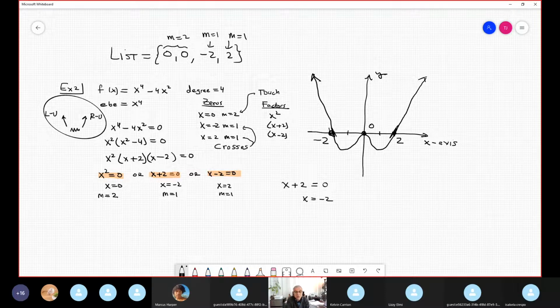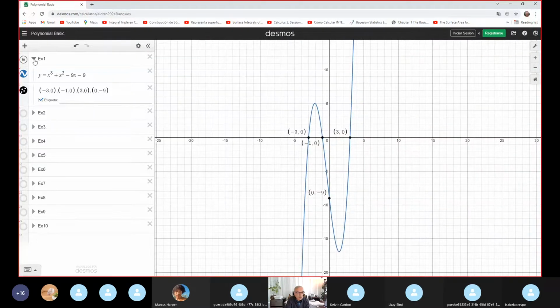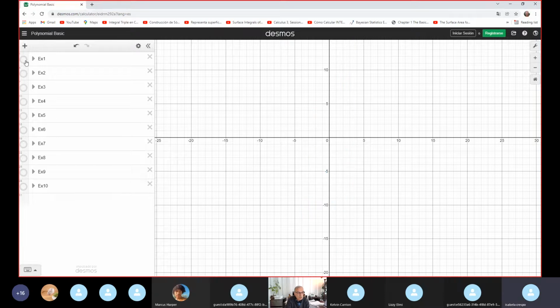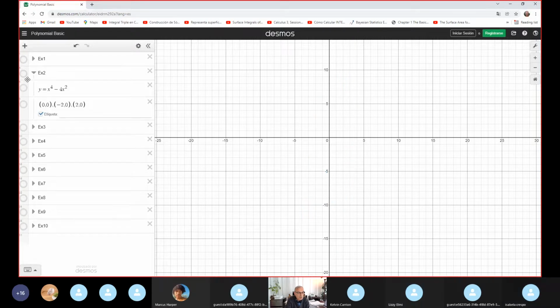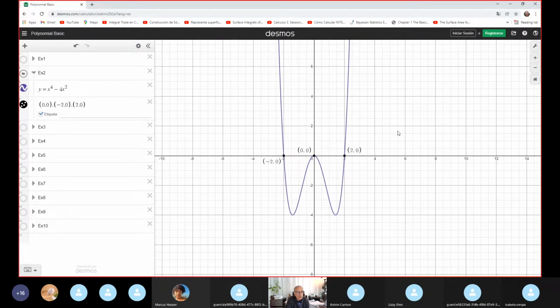Okay. Do you see decimals now or no? Do you see decimals now or no? Yes or no? Yes. Yes, profe. Example 2, look at that. Boom. Here is our graph of that polynomial, x to the 4th power minus 4x to the 2nd power.